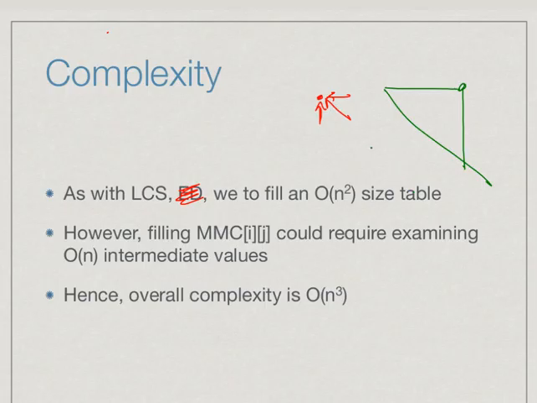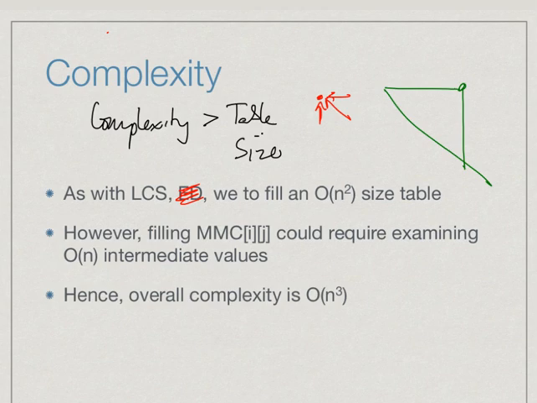This is a point to keep in mind that there could be problems where the complexity is bigger than the table size. That's the reason to do this example. In all the examples we saw before, in Fibonacci we had a table which is linear in n and it took linear time to fill it up. For the grid path and for longest common subsequence, we had tables which were n by n, but it took only n by n time or m by n time to fill them up. Here we have a table which is n by n, but it takes n cubed time to fill it up because each entry requires more than constant time. It actually takes time proportional to n.